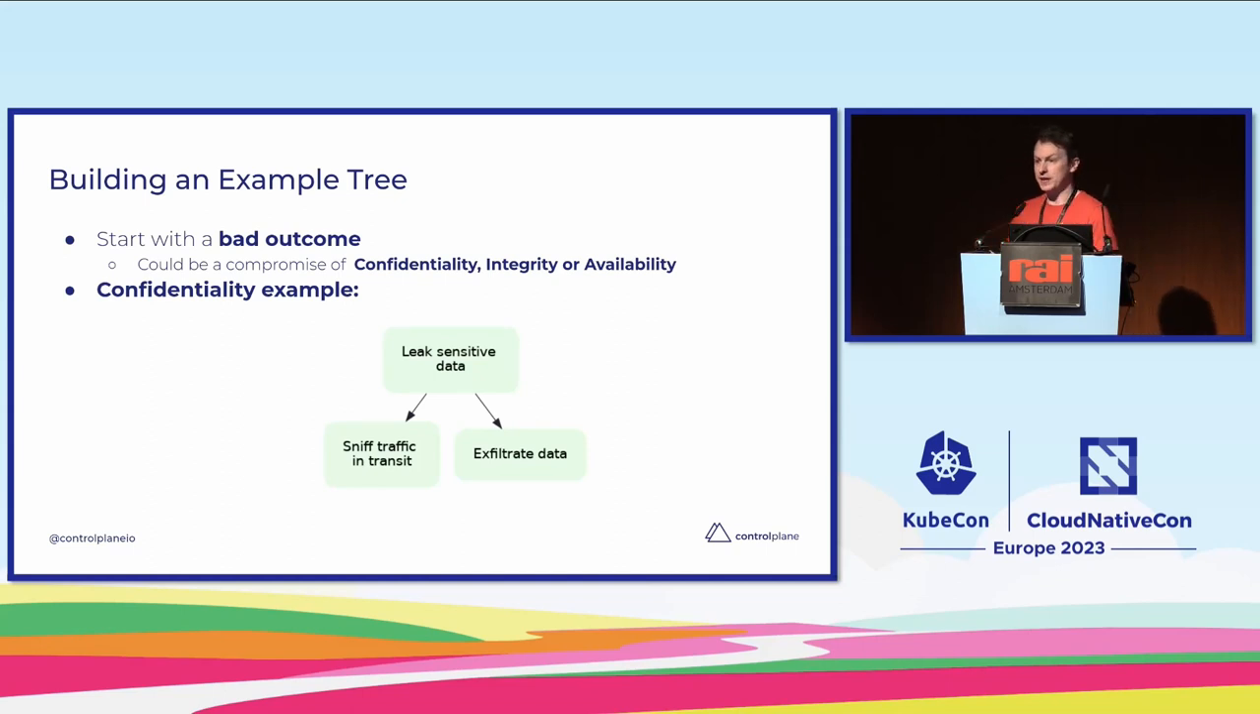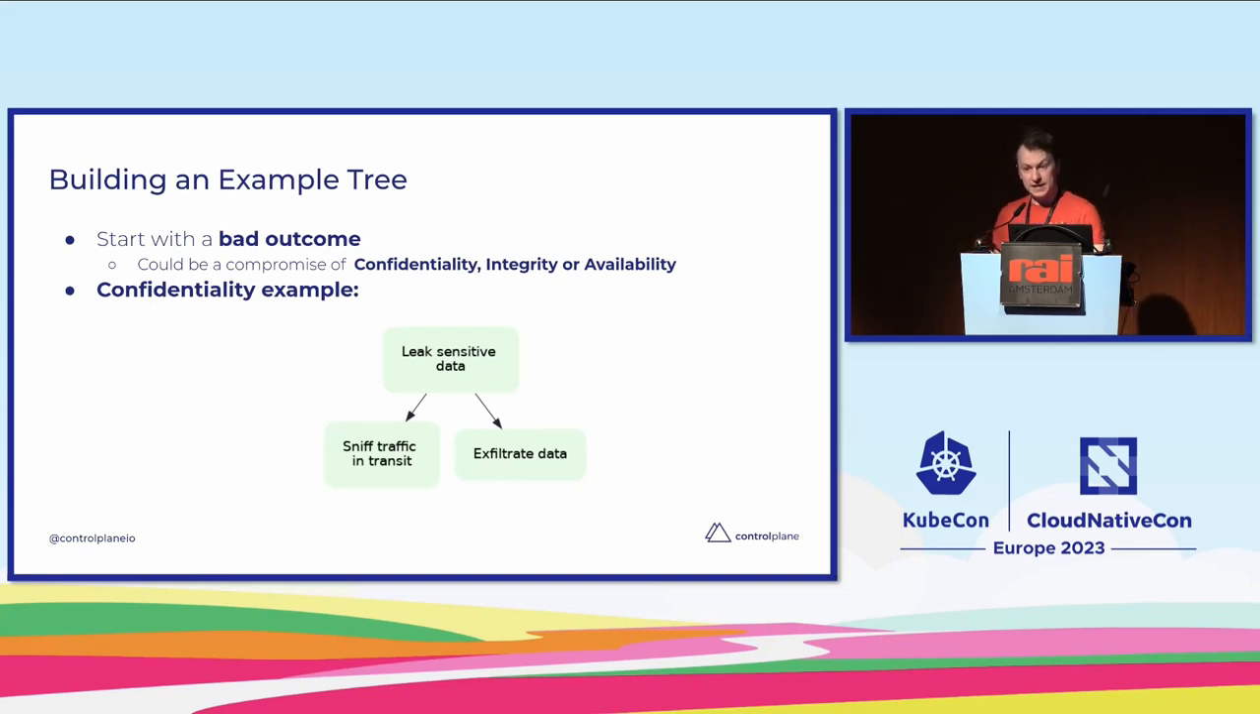So let's build an example tree. We're going to walk through a path of the tree and focus on one risk and show how we would build a control and iterate the control. So let's start with a bad outcome. An attack tree always starts with something bad that the attacker wants to do. This will always come down to an attacker wanting to compromise one of the three unholy trinity properties of cybersecurity: confidentiality, integrity, or availability. So let's take a confidentiality example where what our attacker wants to do is leak sensitive data. We're not specifying what this data is. They just want to exfiltrate sensitive data.